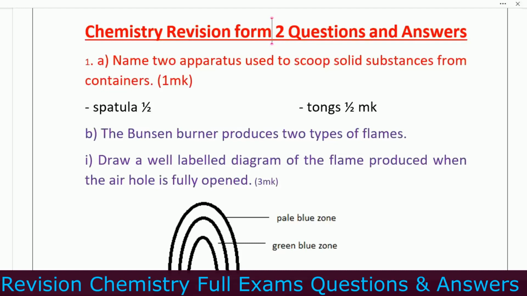You are told, number 1, name 2 apparatus used to scoop solid substance from containers. You can use a spatula or tongs.